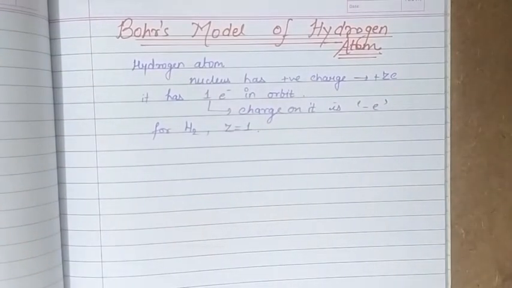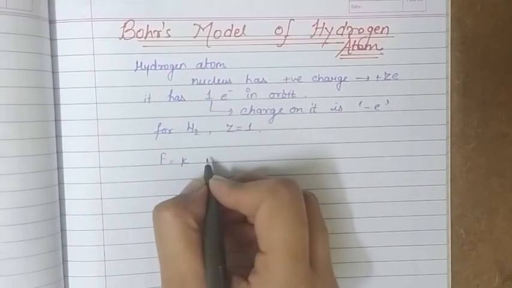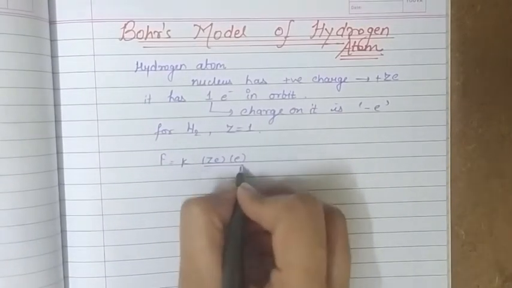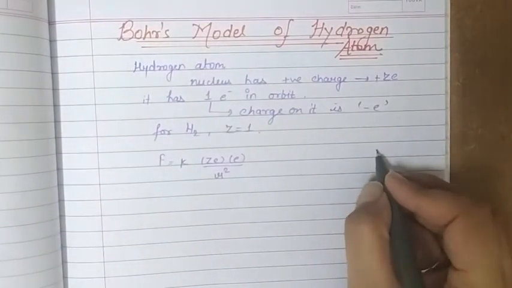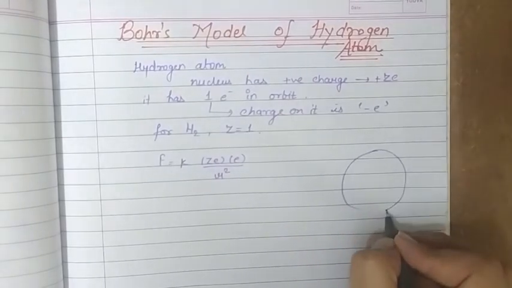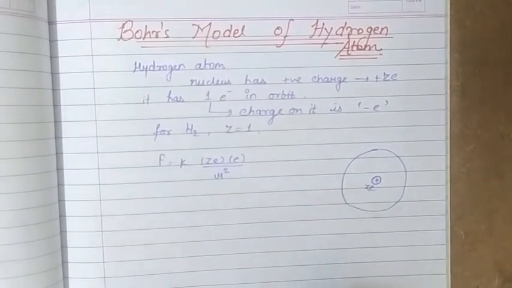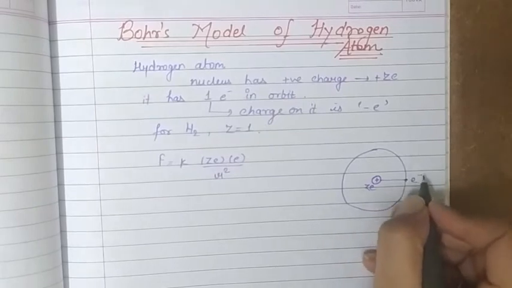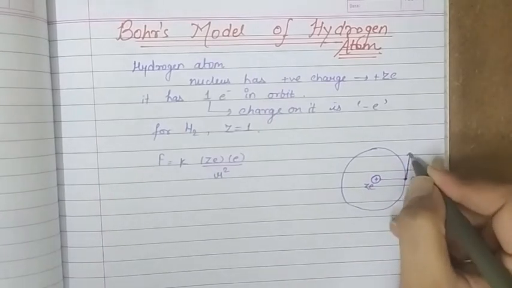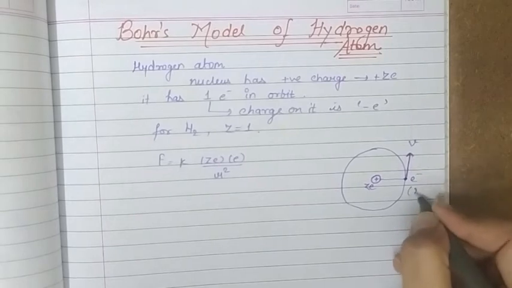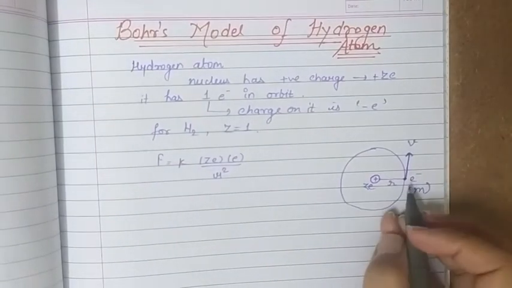Now the electrostatic force, which is providing the centripetal force, is given as F is equal to k q1 q2, which means Ze into e upon r square, if r is the radius of that orbit. We can draw a diagram also. Suppose this is the orbit in which the electron is revolving around this centrally located nucleus. So this is the nucleus having Ze charge, where Z is equal to 1, and an electron is here which is revolving in this orbit with some velocity v, which is denoted by the tangent at this point. The electron has mass m, and this is the distance r. So r is the radius of that orbit, or the distance between nucleus and electron.